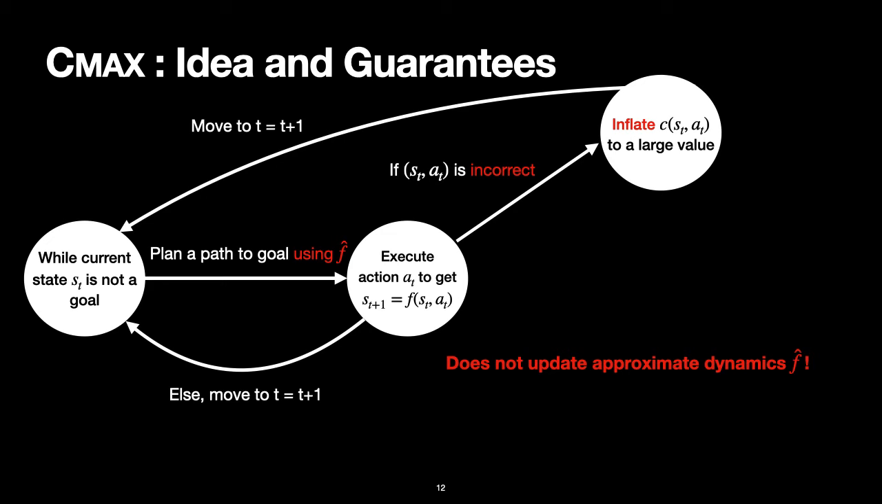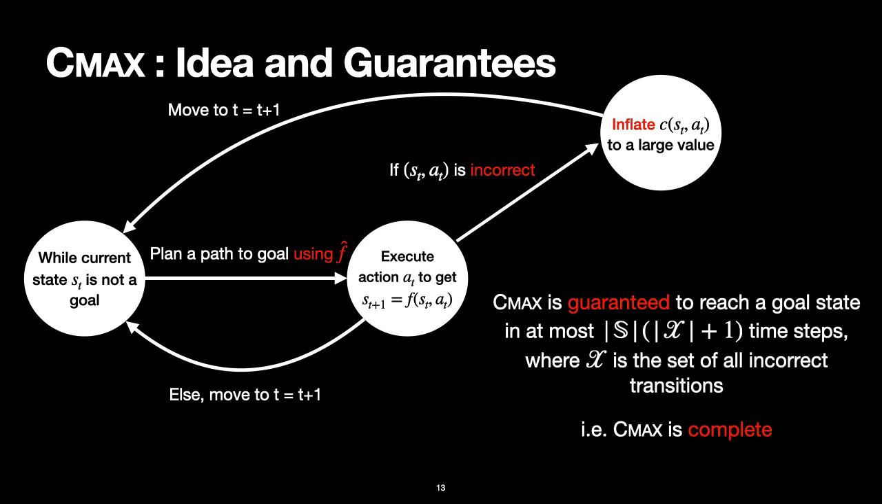Crucially, it is very important to notice that CMAX never updates the approximate dynamical model F hat and does not seek to learn the true dynamics. It only tries to reach the goal while avoiding regions where the approximate model is inaccurate. We can provably show that CMAX is guaranteed to reach a goal state. It takes a number of steps that is proportional to the number of states and number of incorrect transitions in the worst case. In other words, CMAX is complete.